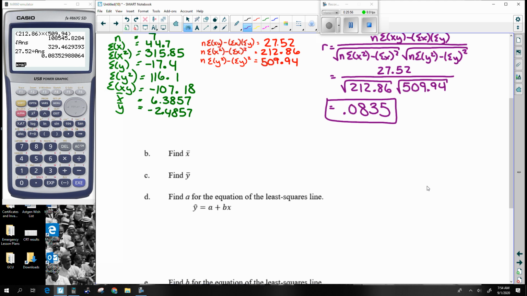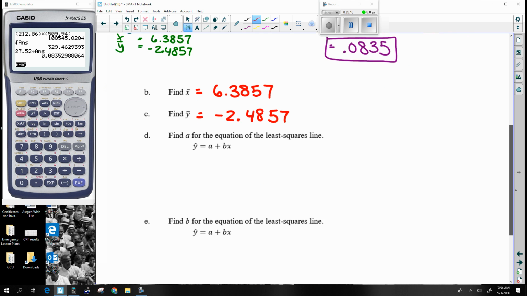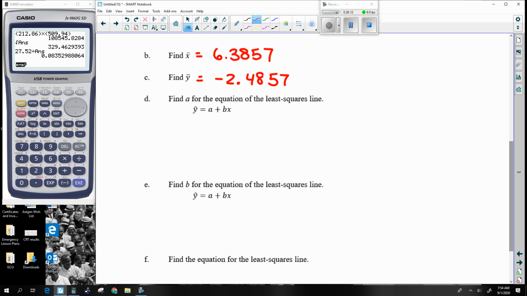All right, so the next question is, what is X bar? Well, that's straight from your Christmas tree. What is Y bar? Again, straight from the Christmas tree. We have the next two questions. The first one, what is A? That's Y bar minus B X bar. We can't get that answer until we get the very next question, which is, what is B?